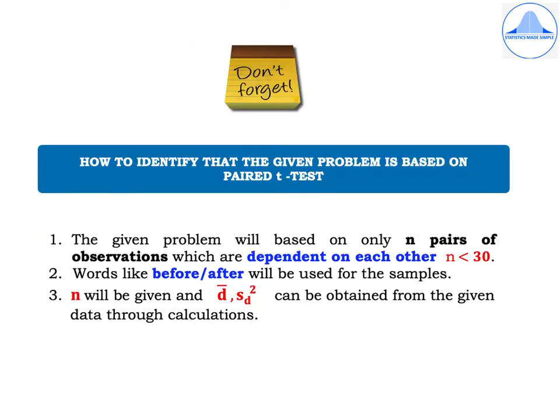I will now explain how to identify that the given problem is based on the paired t-test. Firstly, the given problem will be based on only n pairs of observations which are dependent on each other, and n should be less than 30. Words like before or after will be used for the samples. n will be given, and d bar and sd square can be obtained from the given data through calculations.